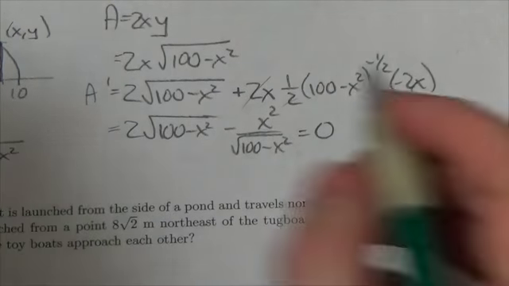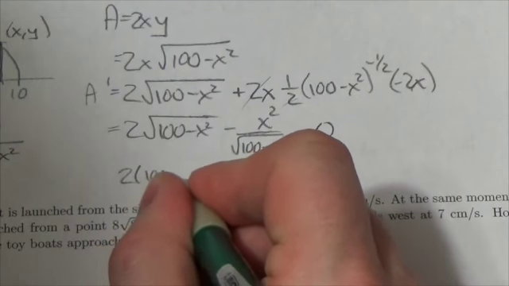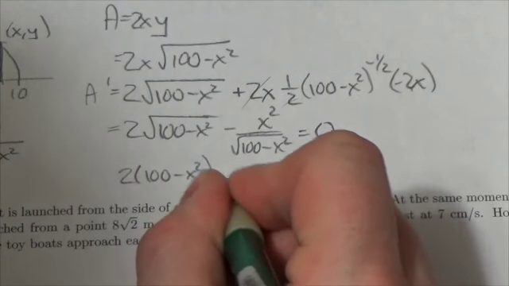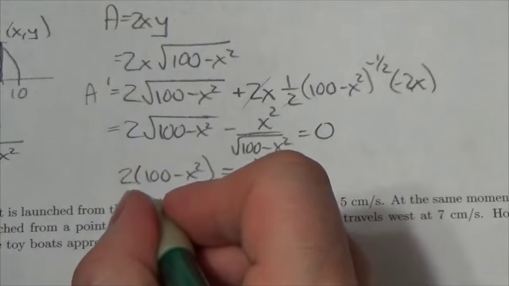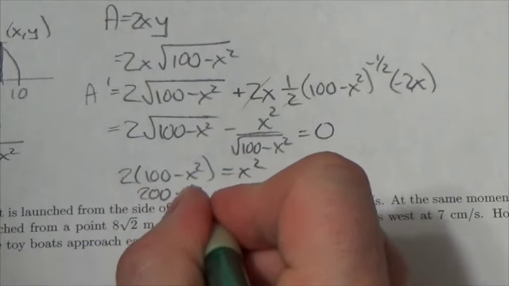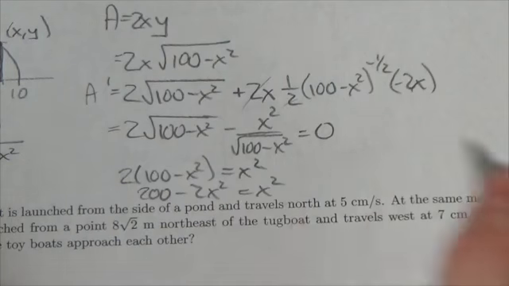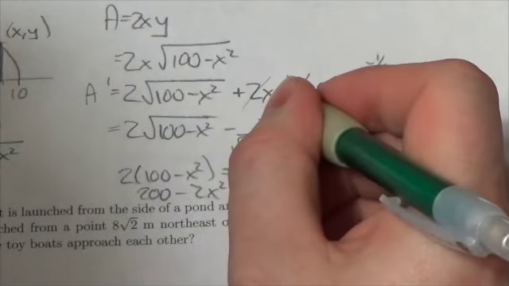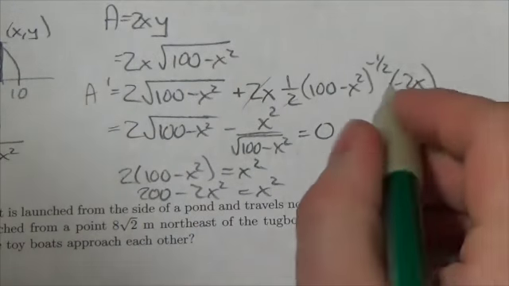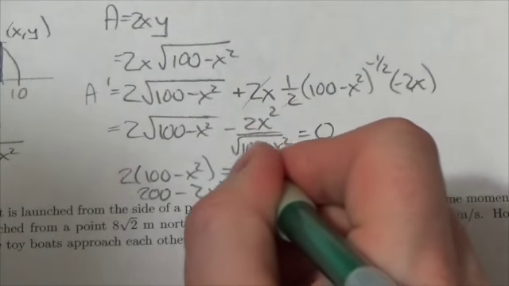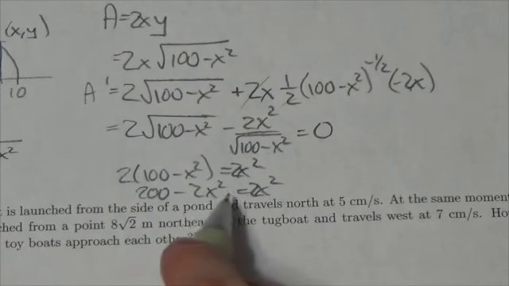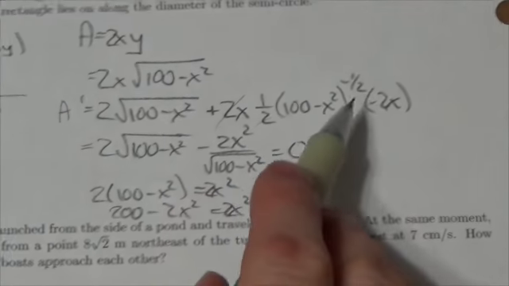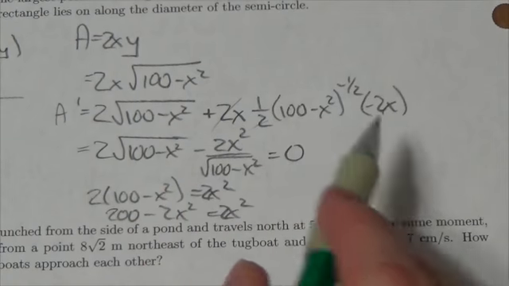Now, that is going to get me 2 times 100 minus x squared equals x squared. So 200 minus 2x squared is equal to x squared. Oh, shoot. I'm sorry, I totally forgot about that 2 there. Okay, that makes way more sense. I'm sorry about that. I forgot about the 2. There's that. Those two 2's canceled, but that one stayed.